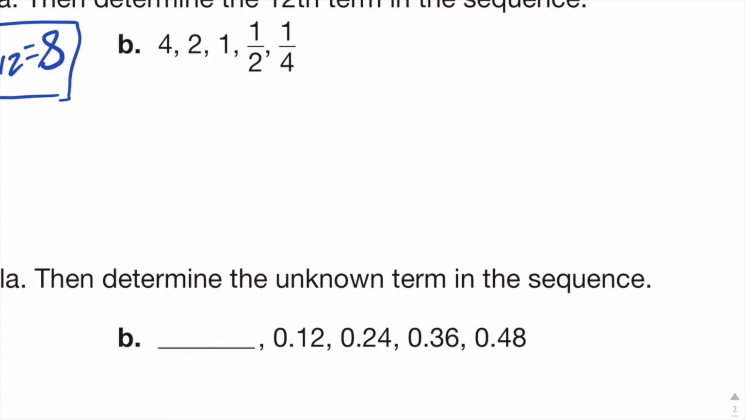Letter B, 4, 2, 1, 1/2, 1/4. So as you can tell, it's going down by half. It keeps shrinking. So let's find our ratio. We're going to divide this over that. 2 over 4 is 1/2. So we know that's going to be our ratio.